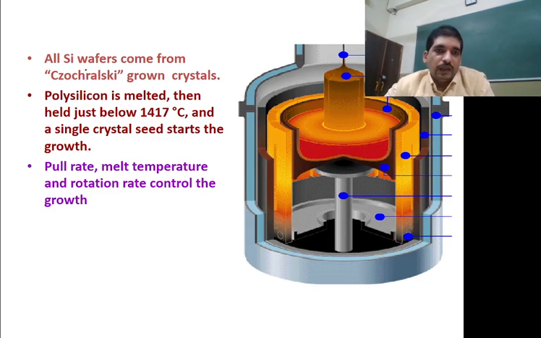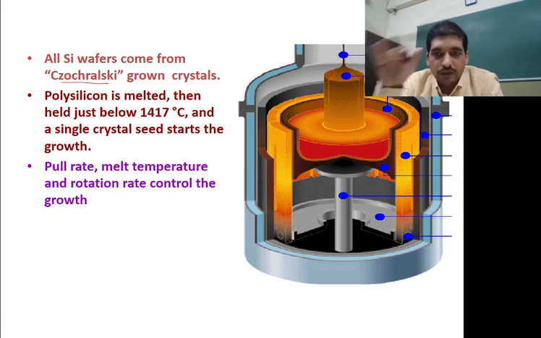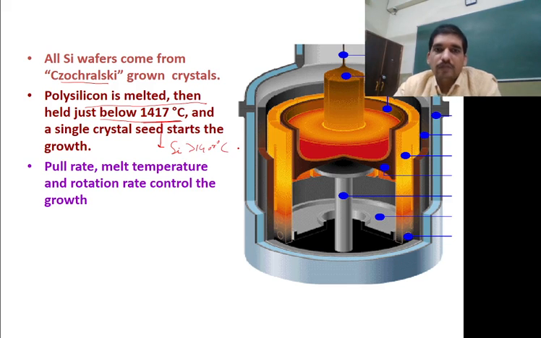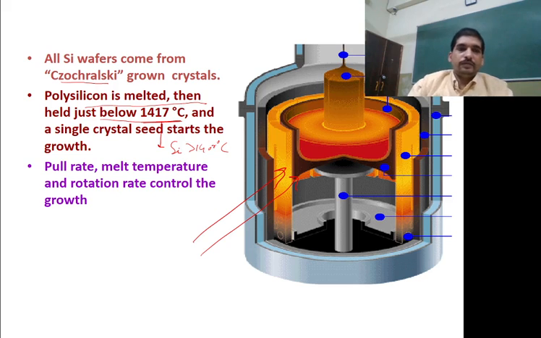All silicon wafers generally come from this method, which is known as the Czochralski method. Another method, which is also widely used, is known as the float zone method, that we will discuss in a few minutes. Okay, polysilicon, you should remember this point, is melted just below 1400 degrees centigrade. So silicon melting point is more than 1400 degrees centigrade. That is why the crucible and furnace must have temperature in this range.